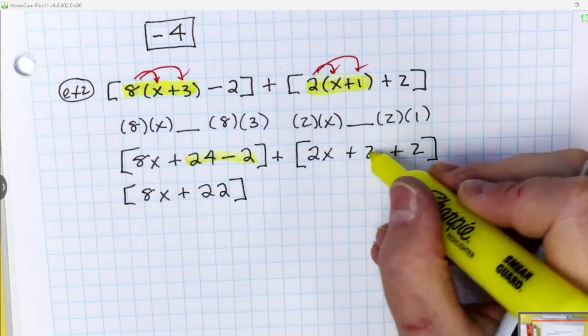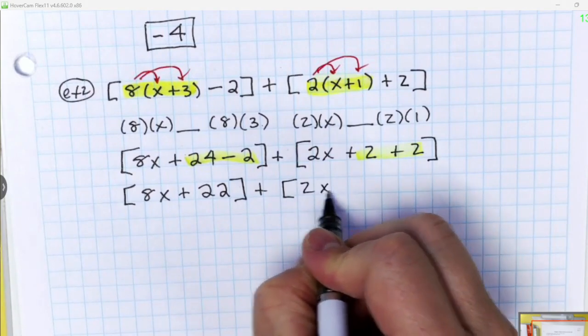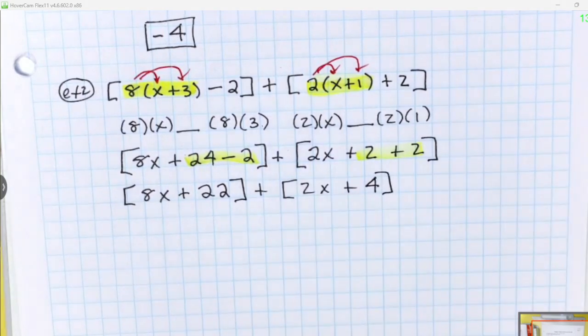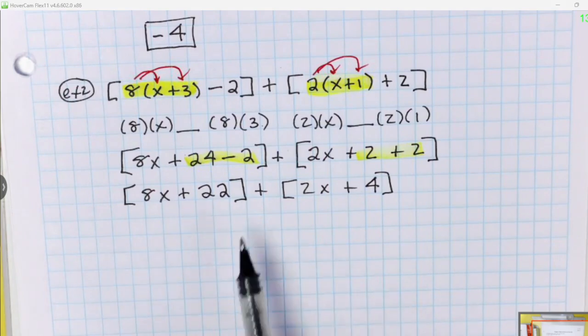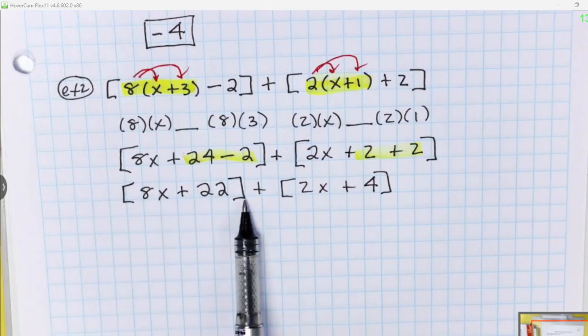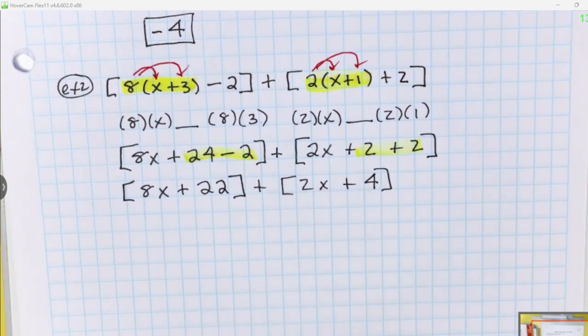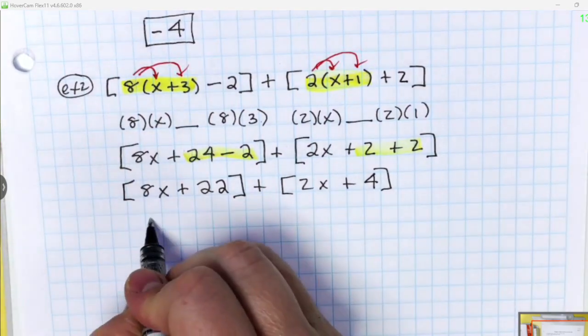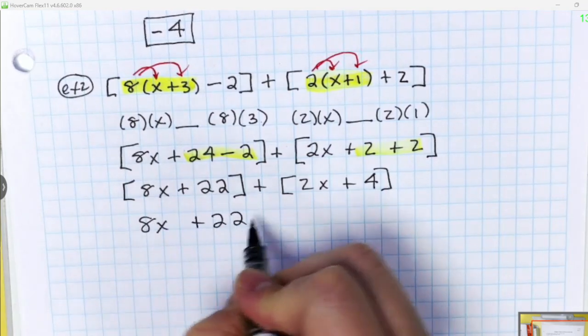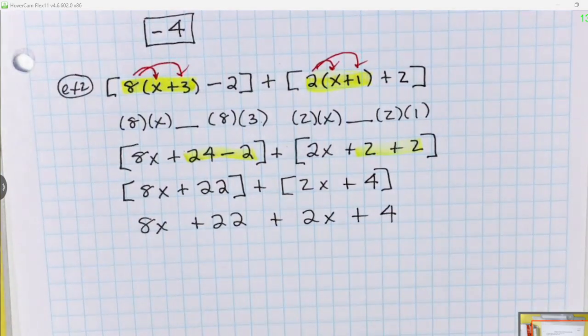Now we can add like terms. 2 plus 2 is 4. So 2x plus 4. Okay, so now you have to ask yourself, do I need these brackets? Is there a negative being distributed? No, it's a positive. The positive won't change anything. There's nothing negative in front, nothing in back. There's no reason for these brackets. So we're just going to rewrite it without them. 8x plus 22 plus 2x plus 4. We don't need them.